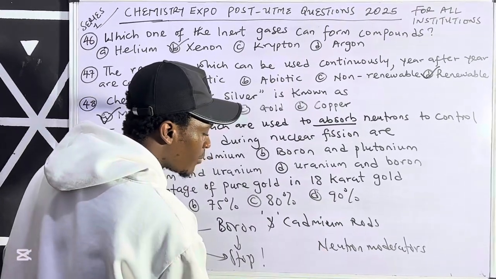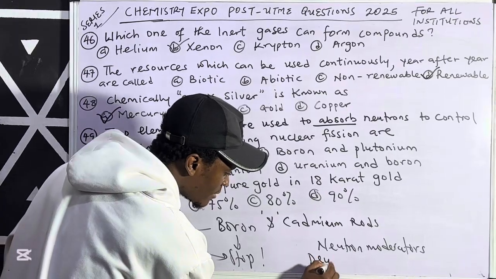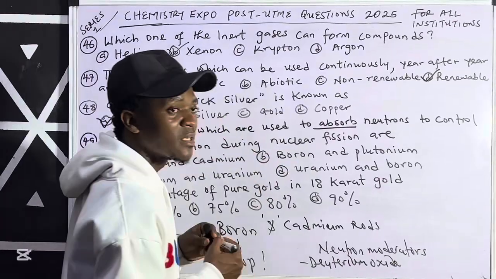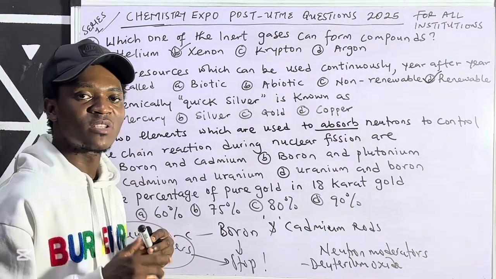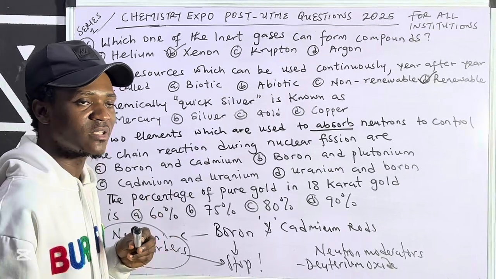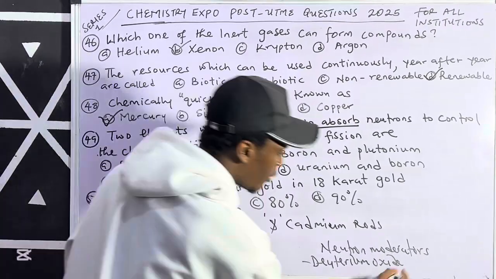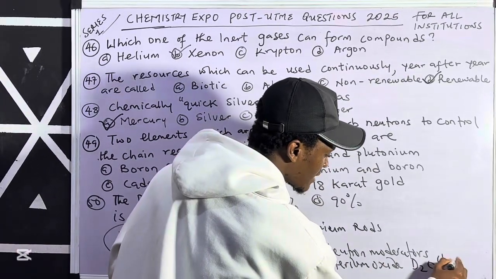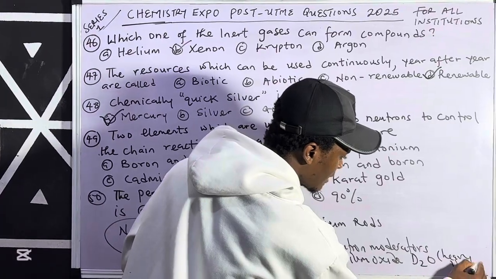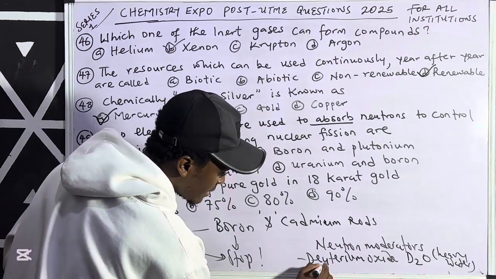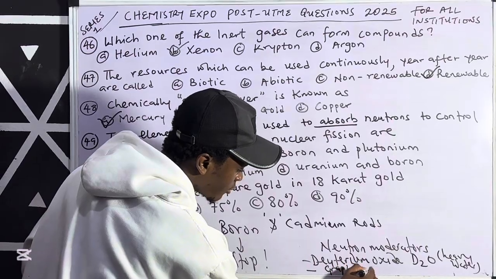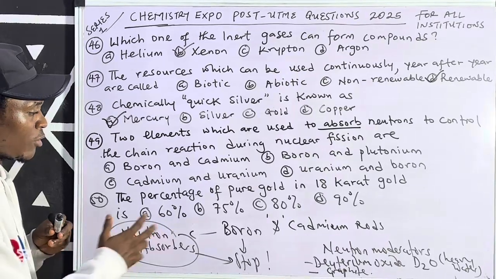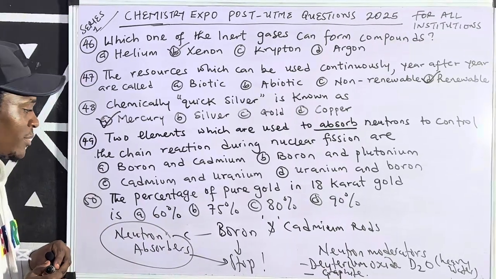Classical examples of neutron moderators are deuterium oxide, also known as heavy water. It is formed from the isotope of hydrogen, deuterium, referred to as heavy hydrogen, in combination with oxygen to form D2O. This is called deuterium oxide, or heavy water. Then you also have graphite, which can also function as a neutron moderator. Take cognizance of these examples; they can still be of help to you.